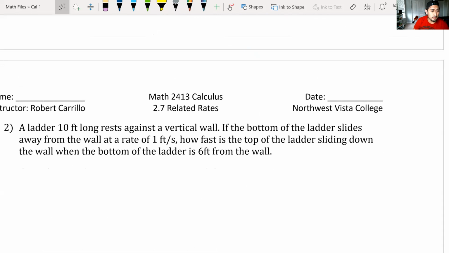Okay. Number 2, a ladder 10 feet long rests against a vertical wall. If the bottom of the ladder slides away from the wall at a rate of 1 foot per second, how fast is the top of the ladder sliding down the wall when the bottom of the ladder is 6 feet from the wall? Okay, like I said, diagram. Always draw a picture. Why not? Draw a picture.